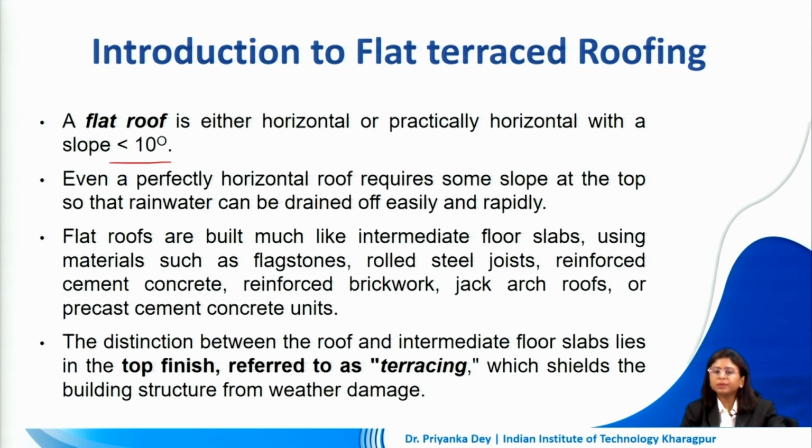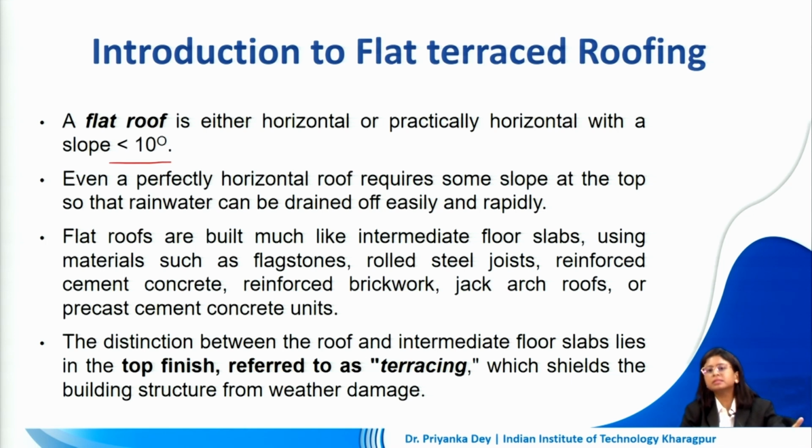So flat roofs are built much like intermediate floor slabs using materials such as flagstones, rolled steel joist, reinforced cement concrete or RCC, reinforced brickwork. We can also use jack arch roofs or precast cement concrete units to make the flat roof. So we have n number of options to use different types of structural systems, different types of materials for the construction of our flat roof. The most common type is of course the RCC roof slab, which we create using RCC in a certain thickness, and it is very similar to what we are doing in the intermediate floor levels as well.